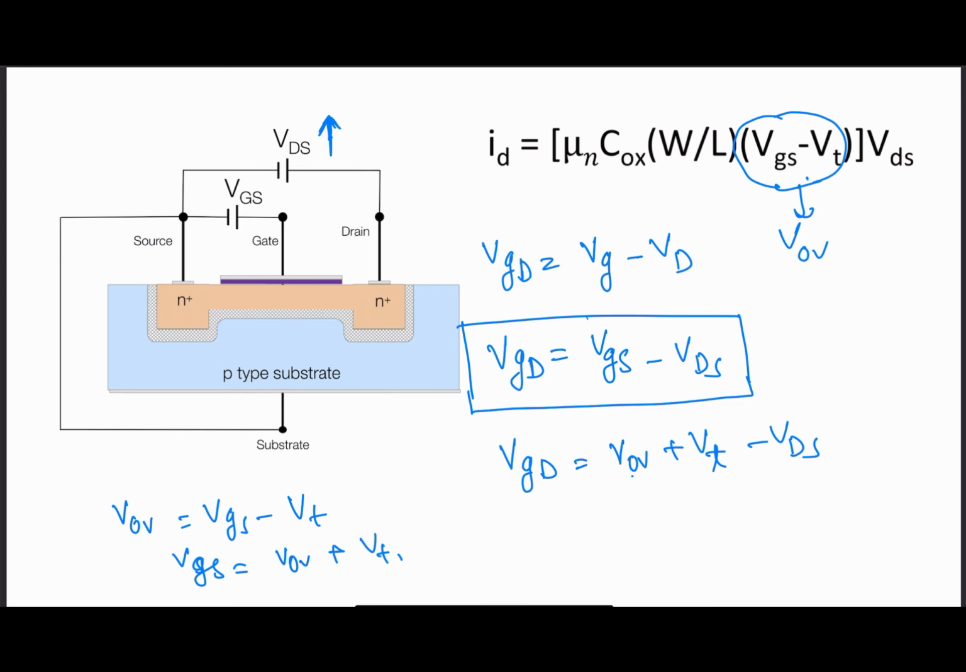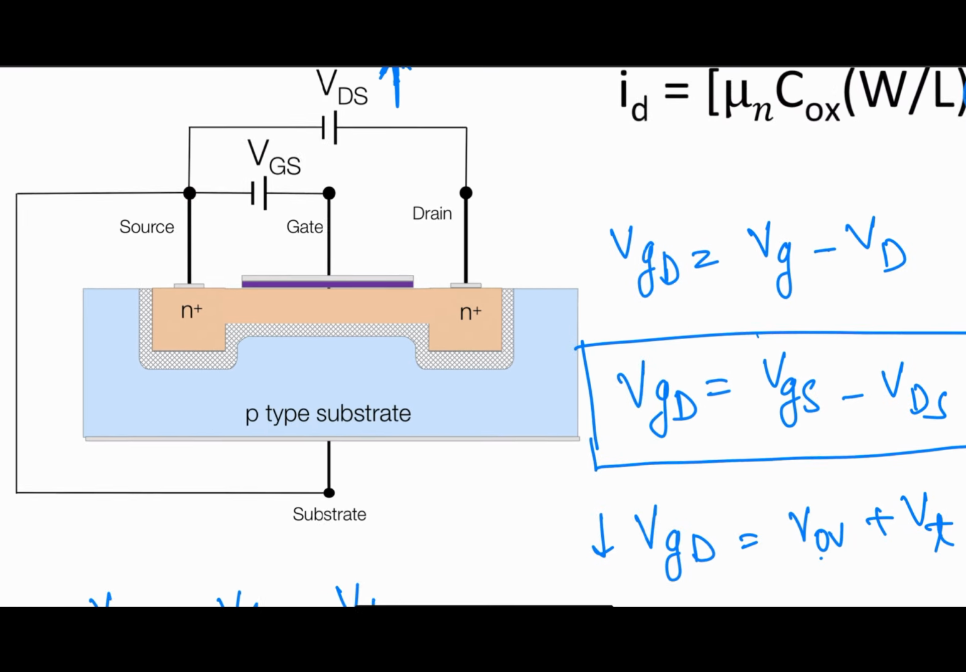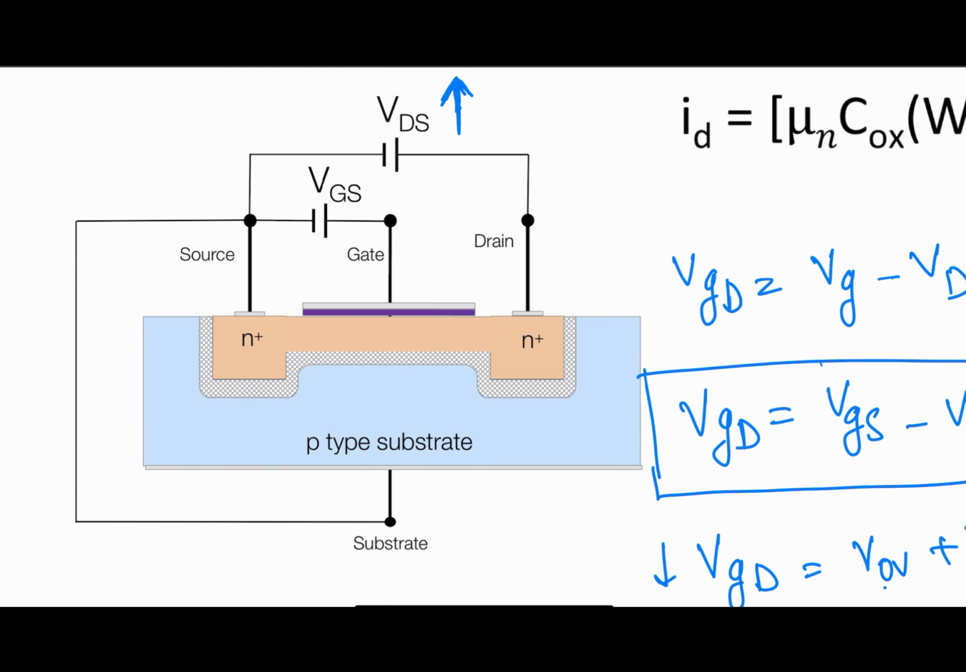So here you can see VGD is equal to V overdrive plus VT minus VDS. That means if I increase the VDS, then the gate to drain voltage will decrease. Okay, so I will explain what is happening here. For the sake of simplicity, just focus on this one. This is the n-type semiconductor and this is the p-type semiconductor. You are applying a voltage source on the drain to source terminal. Source and substrate are connected. That means you are connecting a voltage source here at the drain terminal and directly to the substrate terminal.